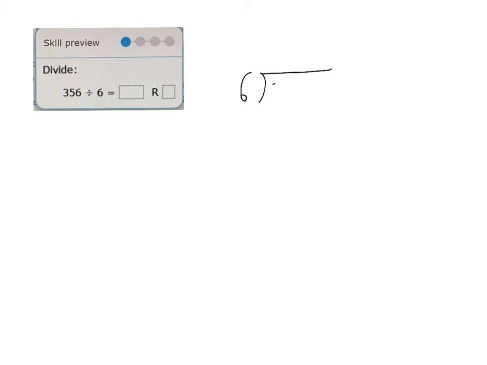So I have 356, and this means divided by 6. Let's start by writing our steps on the side. In class, the one I usually bring up is dad, mother, sister, brother. Some people say one about McDonald's or burgers, and sometimes people also put repeat on the end. It's up to you. I find just dad, mother, sister, brother helps me remember: divide, multiply, subtract, bring down. I'll even write that for this first one.